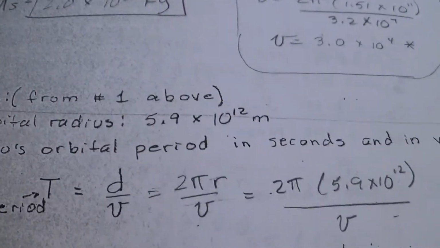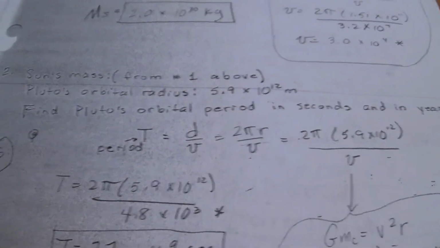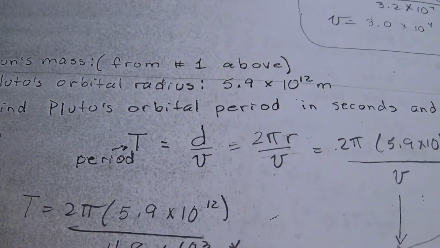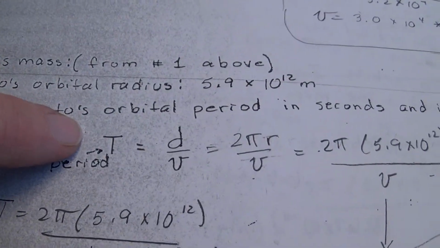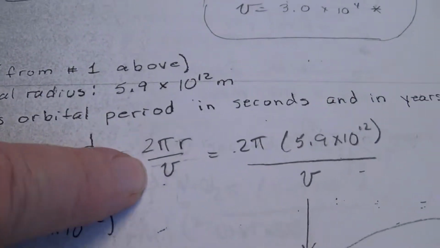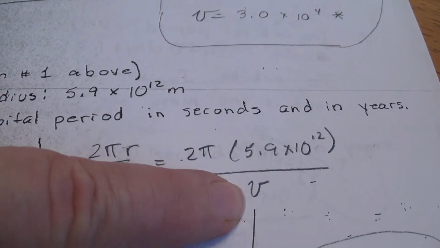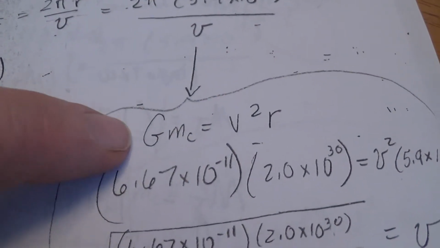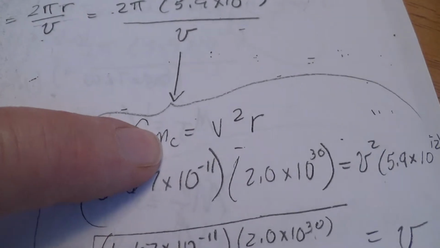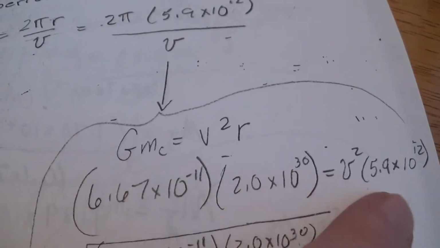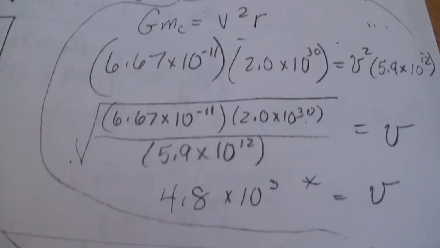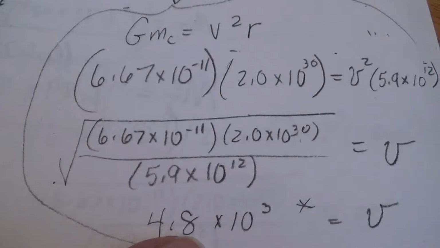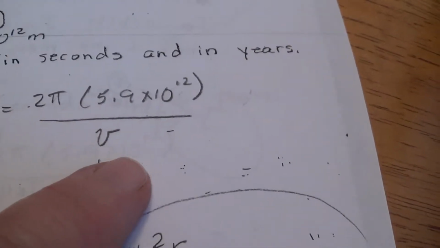Next, we had this problem where you were asked to find Pluto's orbital period, which is T. So this formula had T in it. So it's 2 pi r divided by v. And once again, we need v. So we go to the other formula, this one, to find v, because we know G, the mass of the thing in the center, v squared. Solving that for v, we got 4.8 times 10 to the third. So we can hop back up here and put in that number.